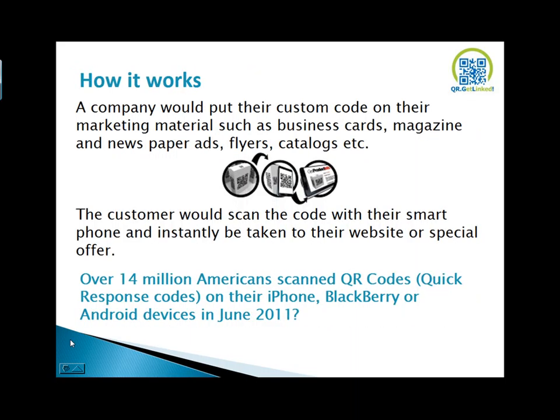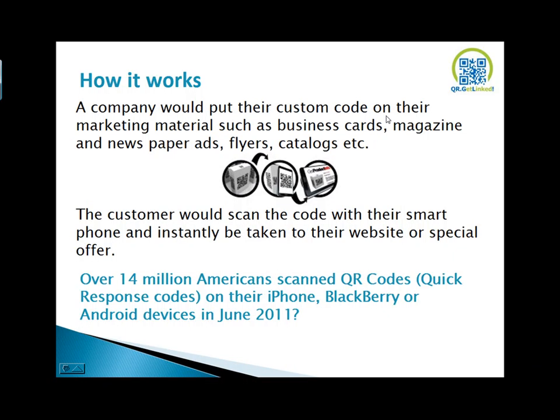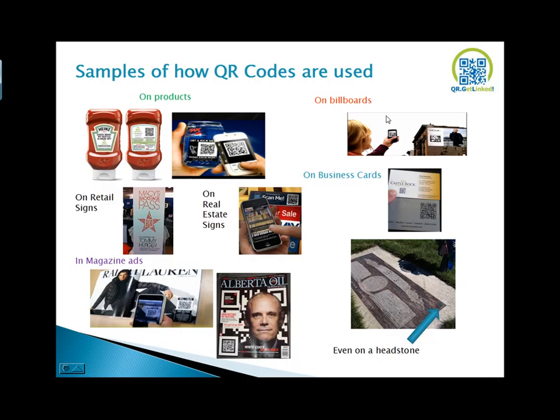How it works. A company would put their custom code on their marketing materials such as business cards, magazines, newspaper ads, flyers, catalogs, etc. You're starting to see more and more every day. The customer would scan the code with their smartphone and instantly be taken to their website or special offer. Over 14 million Americans scanned a QR code on their iPhone, BlackBerry, or Android device in June 2011, and growing.